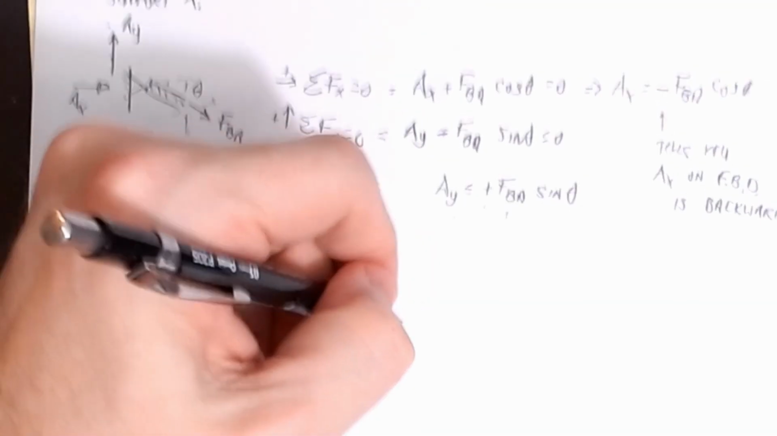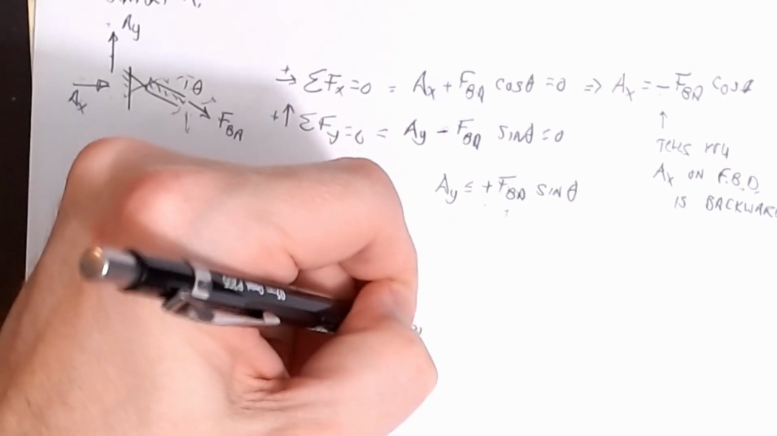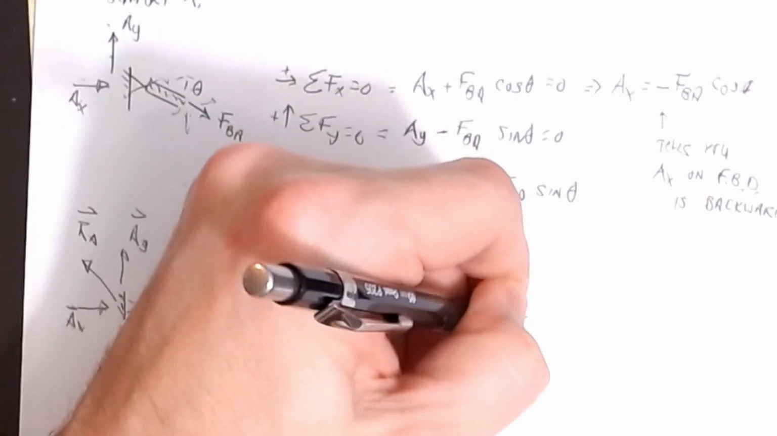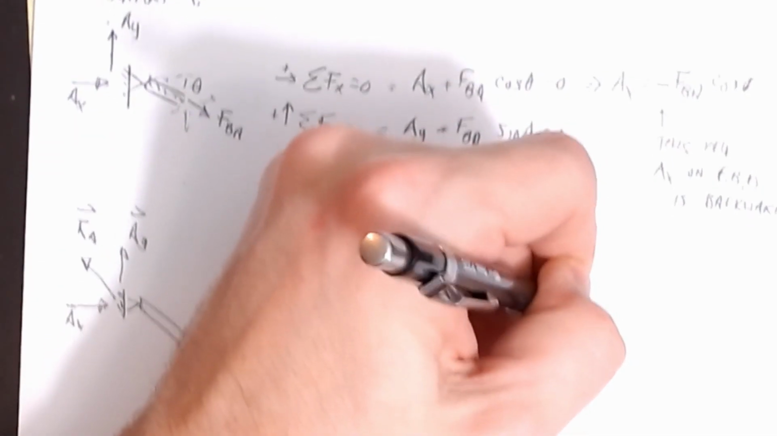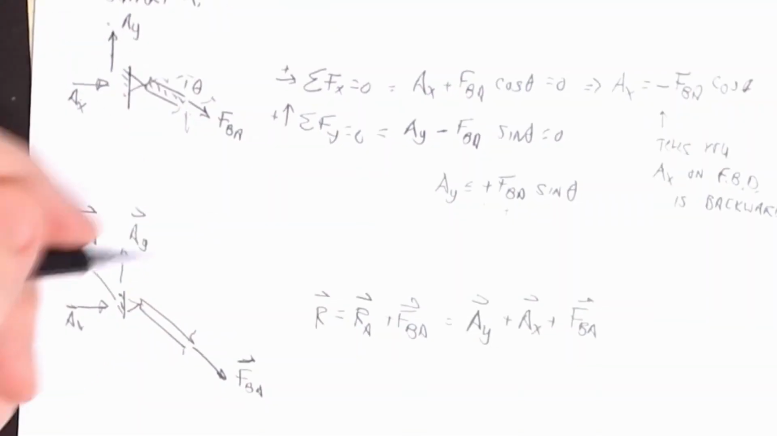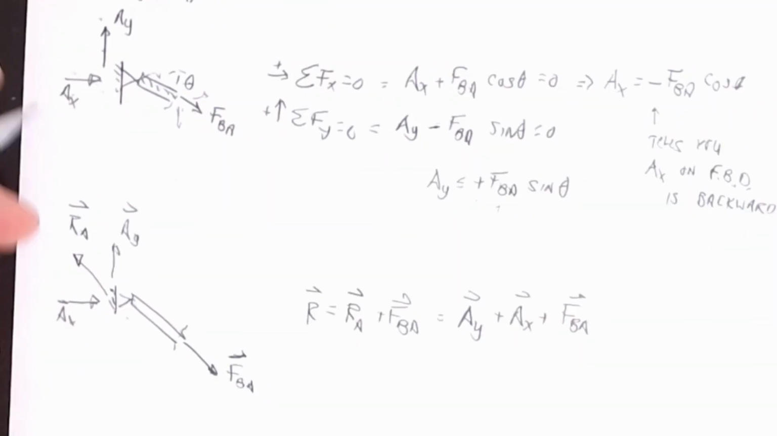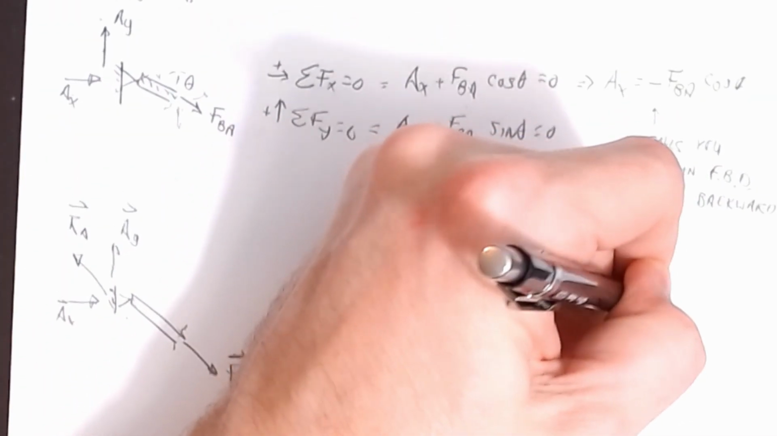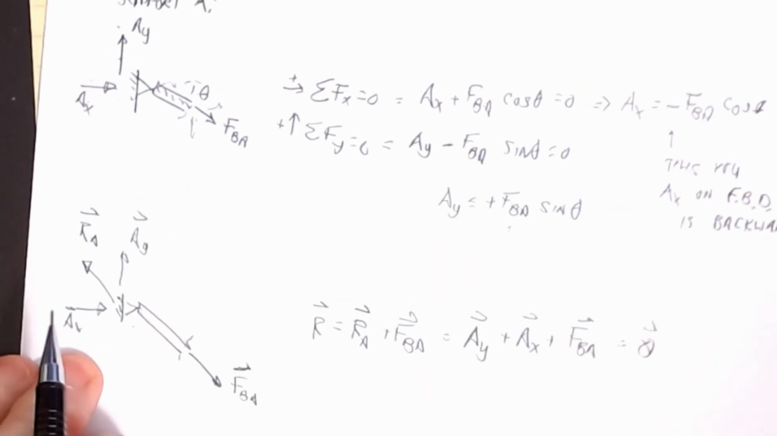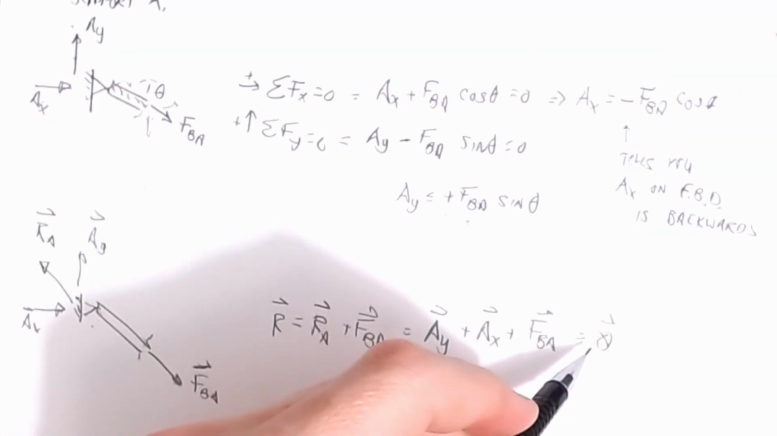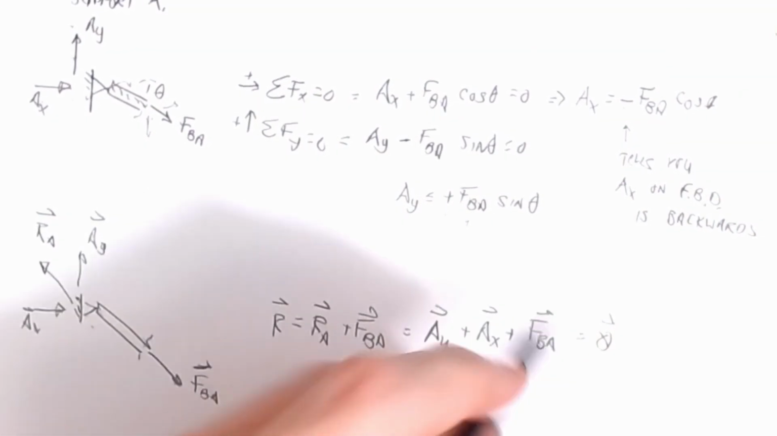Okay, RA plus FBA, which is going to be an AY vector plus an AX vector plus my vector for FBA. And if this is in equilibrium, all you're going to end up doing is saying that this is equal to a zero vector, 0i, 0j, 0k. And so that's the beauty. All we're doing is finding components and resultants, and now we're going to set its limiting value for equilibrium to 0 for the resultant.